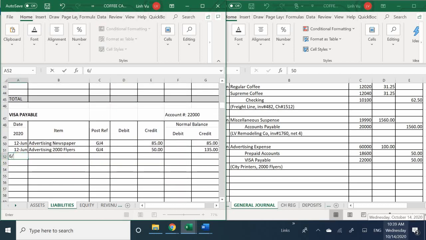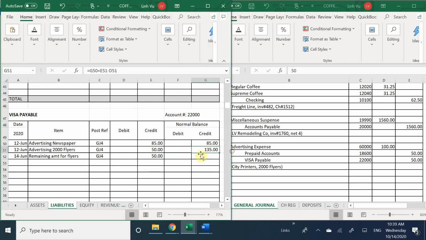So for the 14th, I went ahead and paid the remaining amount for flyers. Right? General journal number 4. Okay? And because I'm charging an additional $100, what is my total payment I've made? If I've entered in my formula correctly, I now have a total of $185.